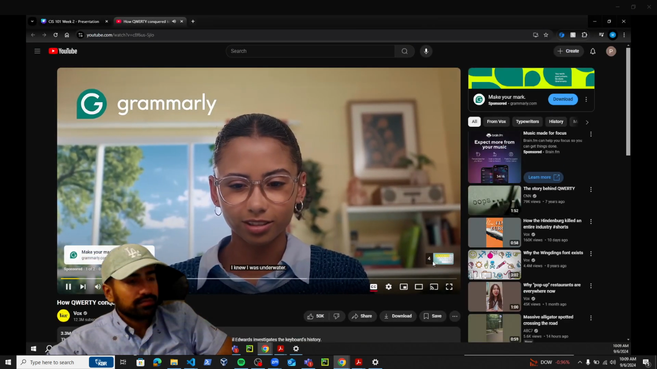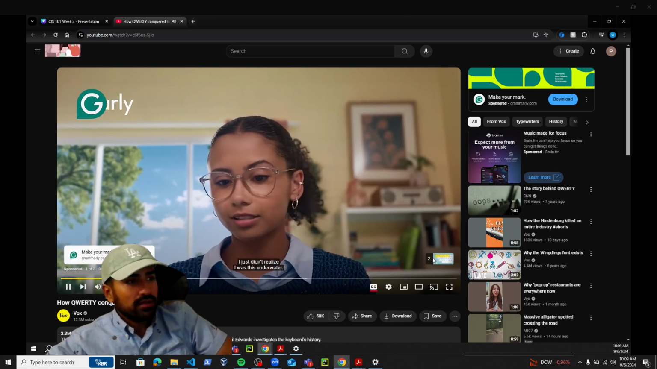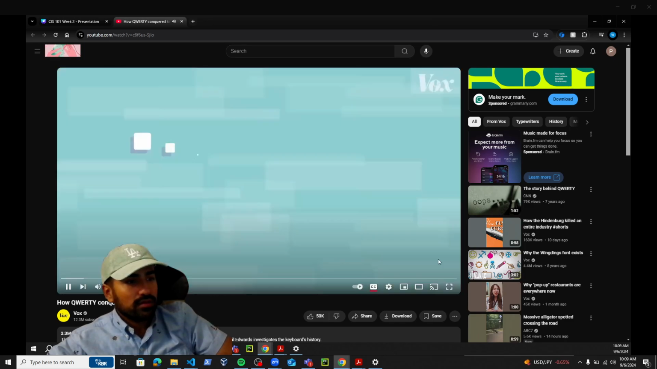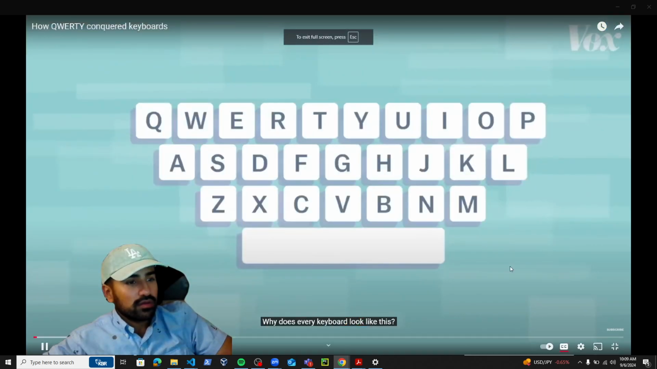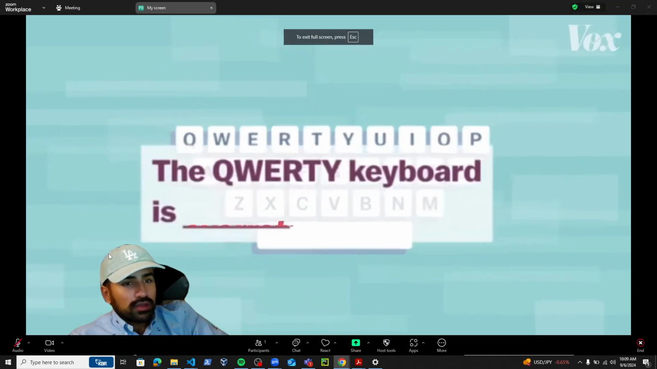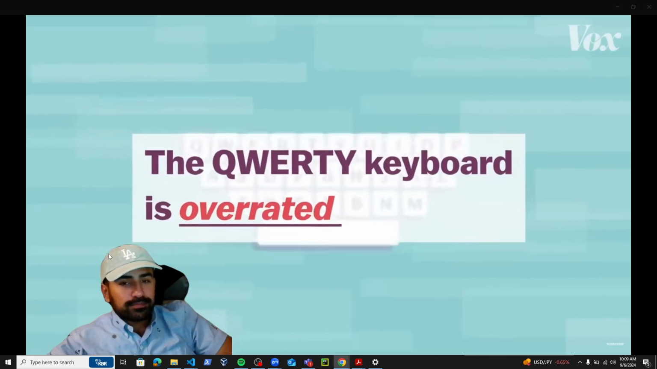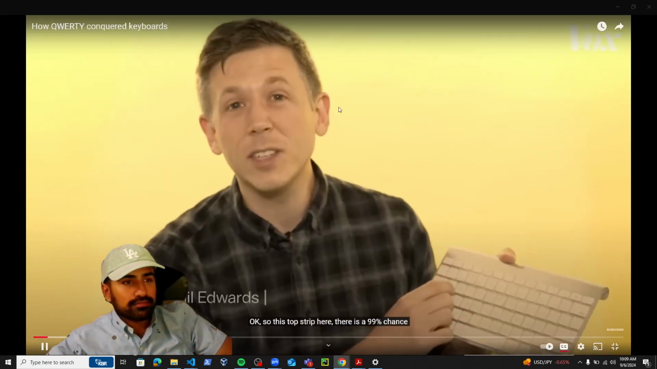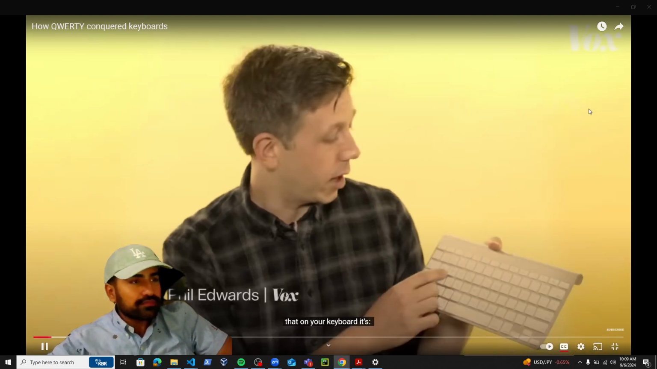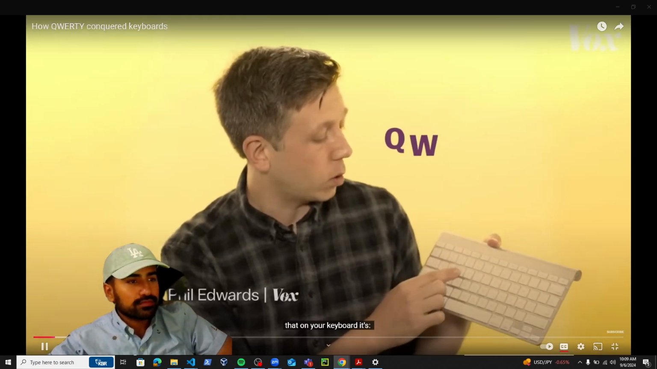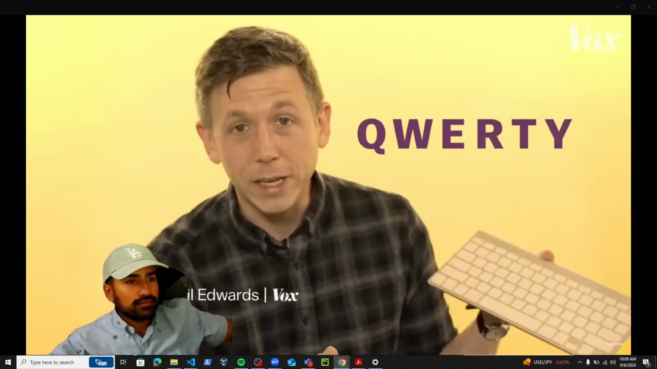I knew I was underwater. I just didn't realize I was this underwater. Why does every keyboard look like this? The QWERTY keyboard is overrated. Okay, so this top strip here, there is a 99% chance that on your keyboard, it's QWERTY, QWERTY.